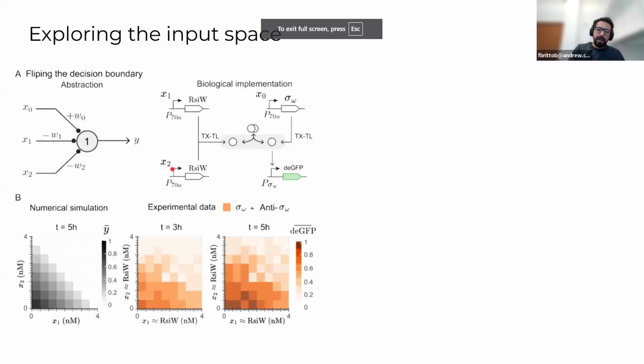Here, for example, we had a constant concentration of plasmid that was expressed in the sigma factor, and we just had two different plasmids that were encoding for the anti-sigma factor, which you can see here in the x-axis and in the y-axis. And we were able to flip the decision boundary like this. Again, very good agreement between what we predicted numerically and what we saw experimentally, and once more, the out-of-equilibrium property holds, also for this kind of implementation.